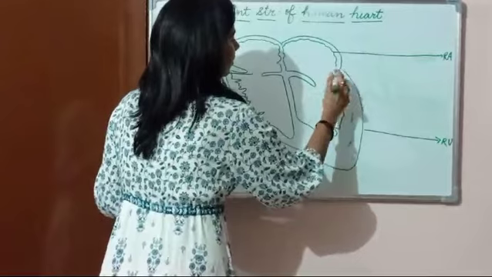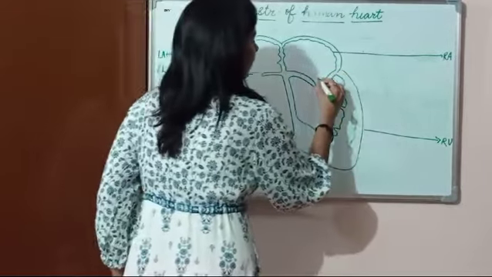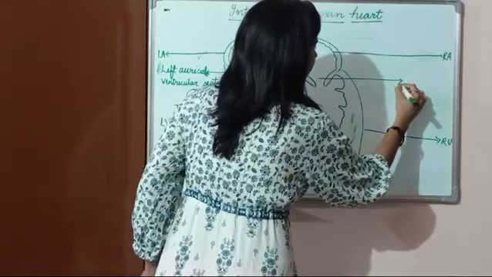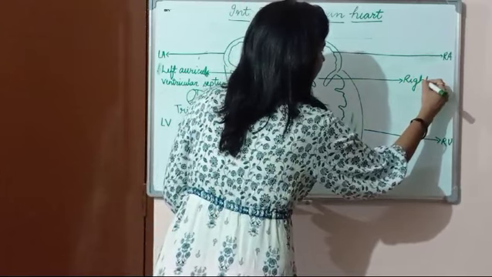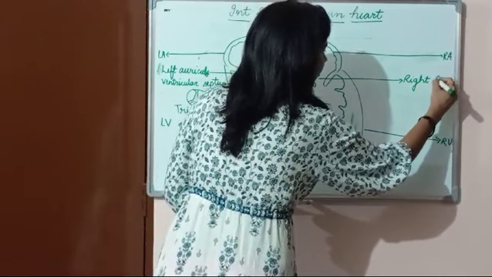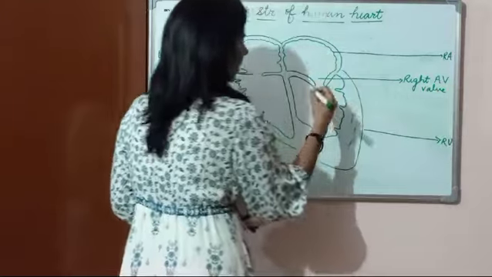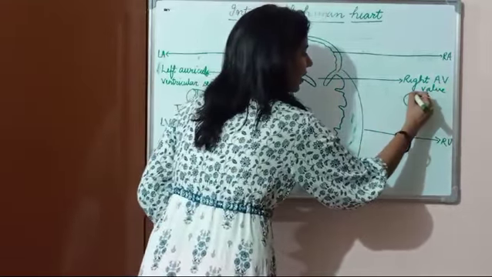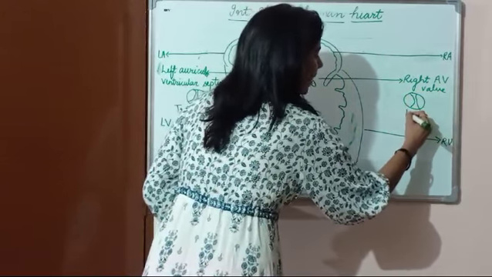Here I forgot to draw the valve-like structure. And this is known as the right auriculoventricular valve. If you look at its shape, it is bicuspid. There are only two flap-like structures in this. So it is a bicuspid valve.